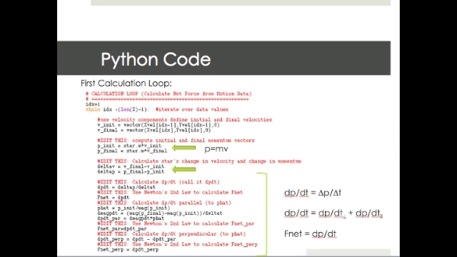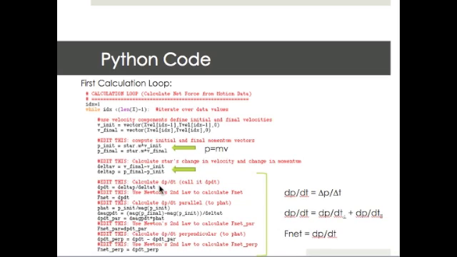In the first calculation loop, we can enter our equations for momentum and force. Starting out, we have to set our initial momentum and our final momentum. This is just given by the star's mass times its initial velocity and its final velocity, because p equals mv. Delta v is just the final velocity minus the initial velocity, and delta p is just the final momentum minus the initial momentum.